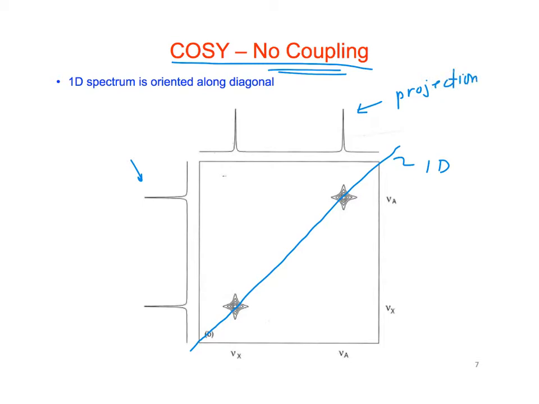Usually I think F2 and F1. Let me make sure. Oh, I don't have it written into any of these. And so if we just looked at this spectrum from this direction, what we would see would be this projection up here on the top. If we looked at the experiment from this side, then we'd see this projection over here.